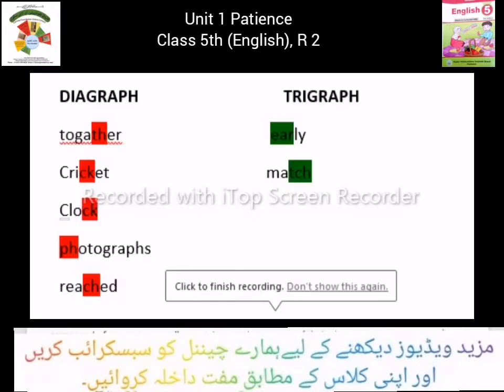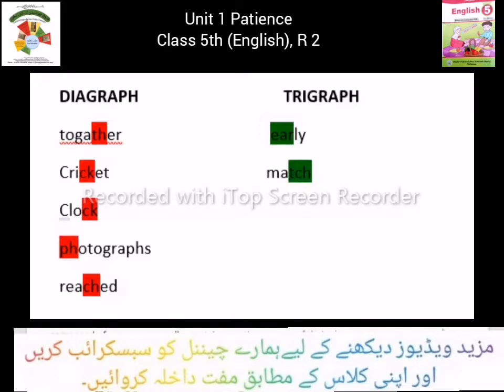These are the words, and I highlighted which letters are digraphs and trigraphs. So in the first word, together, T and H are two letters but they produce a single sound, that is the, together. Next is cricket. In this, C and K are two letters and these are a digraph, cricket, k sound, and clock, CK, clock, a single sound is produced. Photographs, a single sound is produced for two different letters, P and H. Next is reached, ch sound, reached.